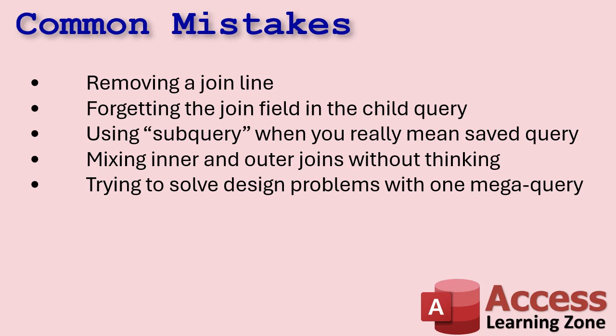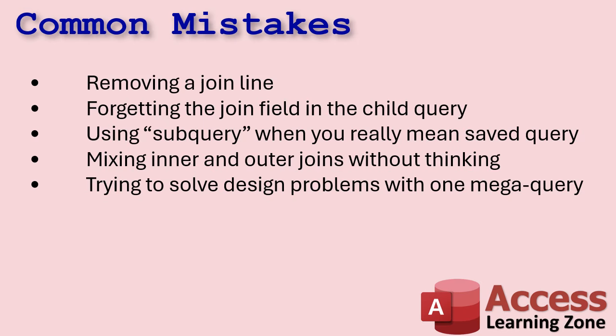Number three, calling everything a subquery. People use that word a lot. A subquery is a specific thing, but in Access design terms for beginners, think saved query feeding another query. Don't use the word subquery. Number four, obviously mixing inner joins and outer joins without stopping to think what rows you're trying to preserve.